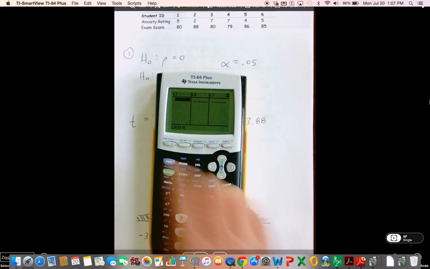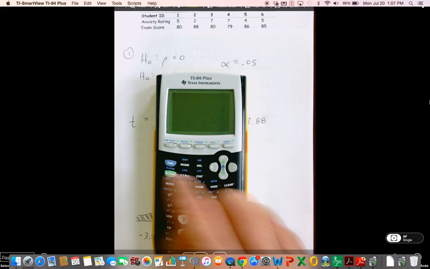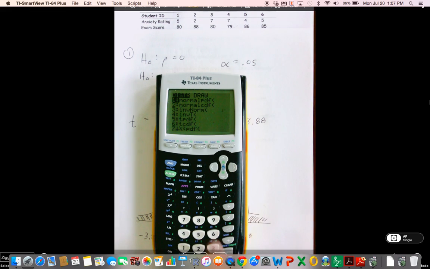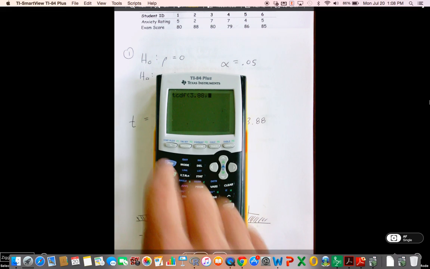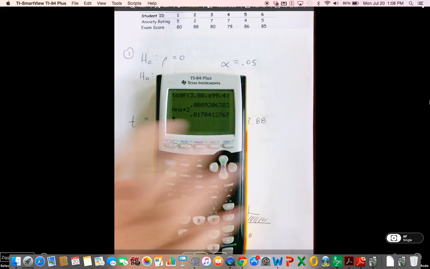Maybe that comes from banking. I don't know. So guys, go to distribution, come down to tcdf, which is number 6. I'm going to take 3.88 up to infinity with degrees of freedom 4. I'm going to multiply that by 2. So my p-value is 0.0178.